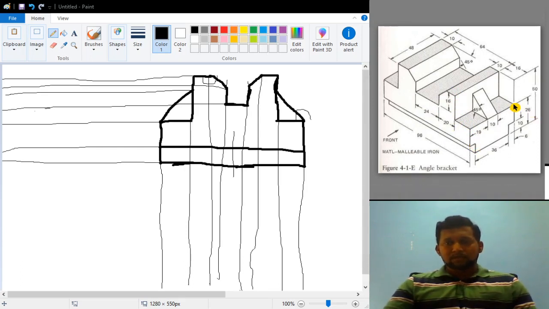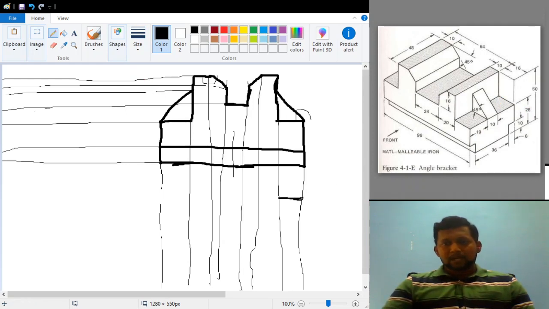So I am going to start from this end. What is this distance? This distance is 16 mm. One thing you have to understand is that this particular 16 mm in the front view is the same as in the top view also. Okay, so again take a comfortable distance. From this point, I am going to draw first 16 mm. So this is 16 mm.